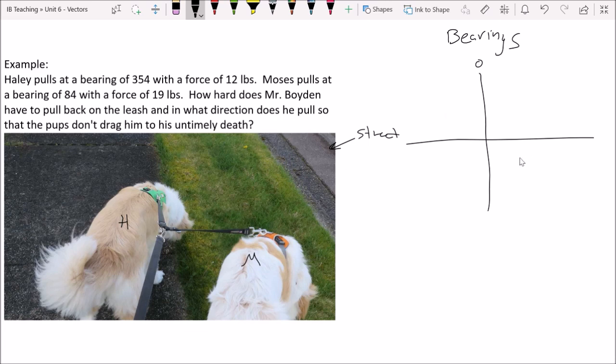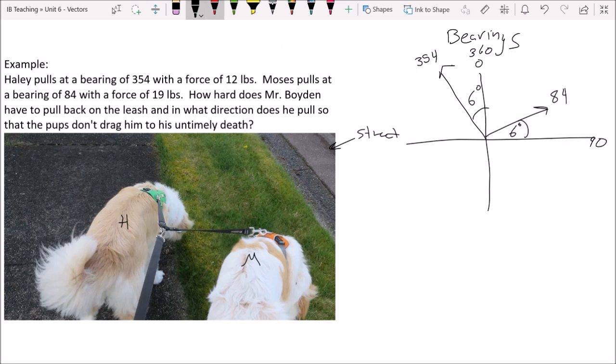So if that's 0 all the way to the right, around back here, that would tell me that 354 goes out in this direction, and I'm not drawing this to scale because I want to be able to write numbers. And if this is 354 and 0 is also 360, that tells me that's a 6-degree angle. Okay. Moses is pulling at a bearing of 84, which means if that's 0 and that's 90, he is 6 degrees off of 90. And so that's a bearing of 84.